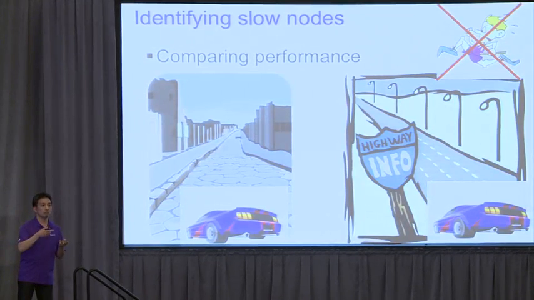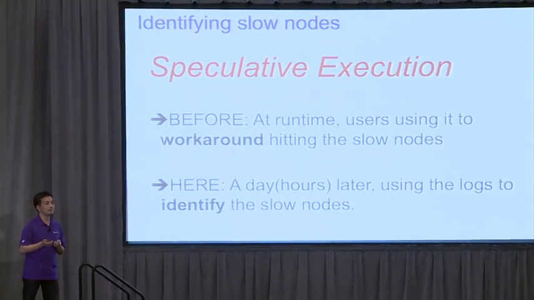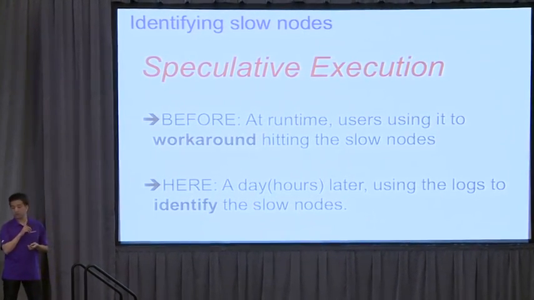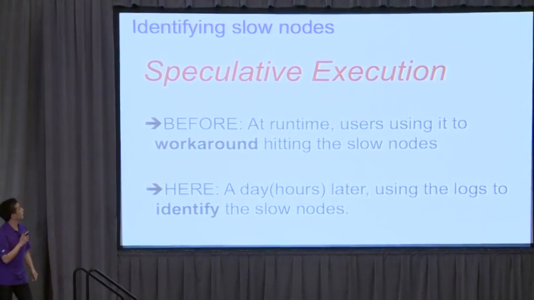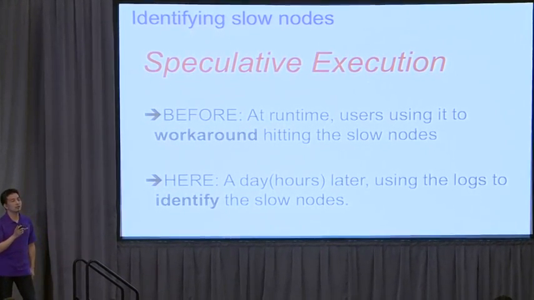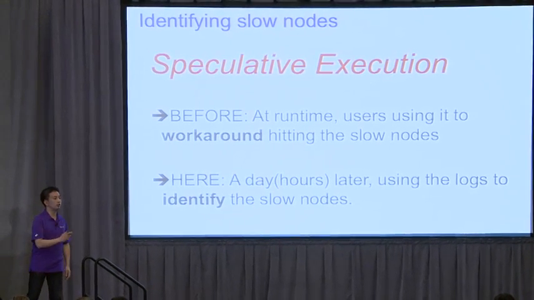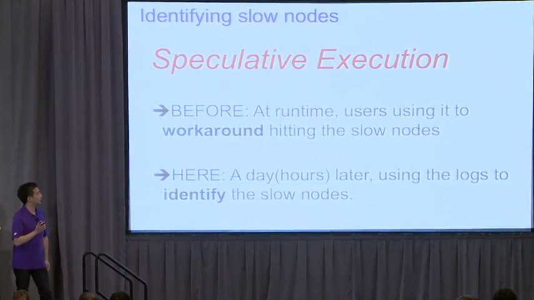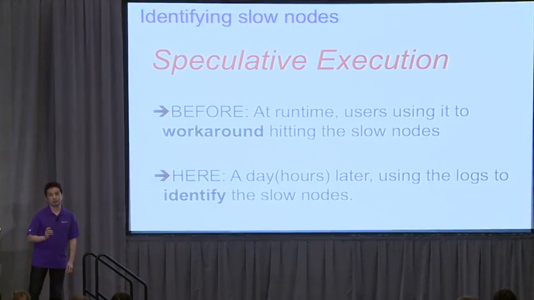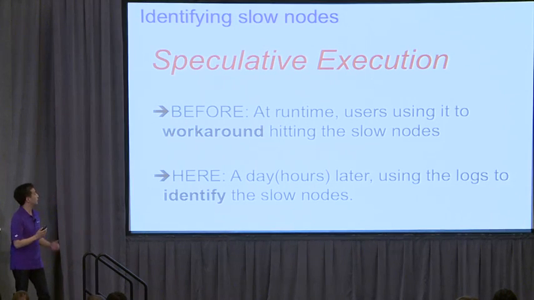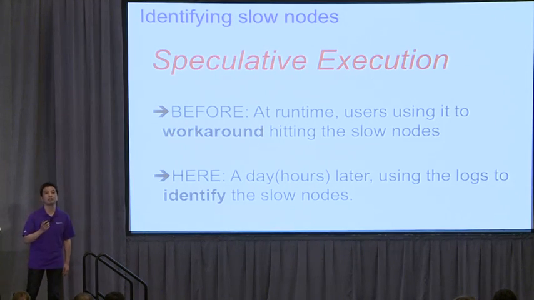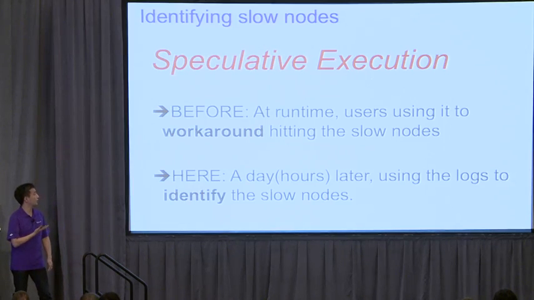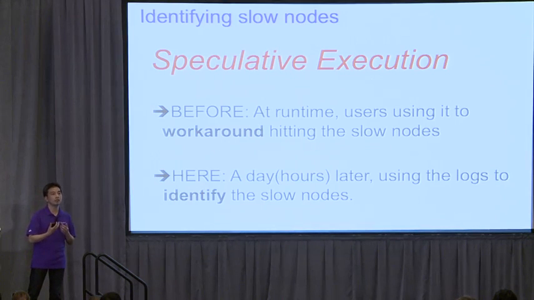And that's equivalent to what I said before, speculative execution, right? In the slides before, when I said speculative execution, it was about users using this feature to overcome the slow nodes problem so that their jobs would keep on running. Here, I'm talking about speculative execution using those logs and statistics after the jobs have been run, maybe after 1 day or after a couple of hours, and then using those logs to identify these slow nodes.